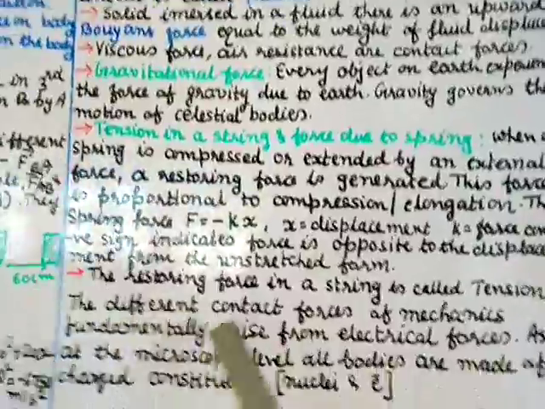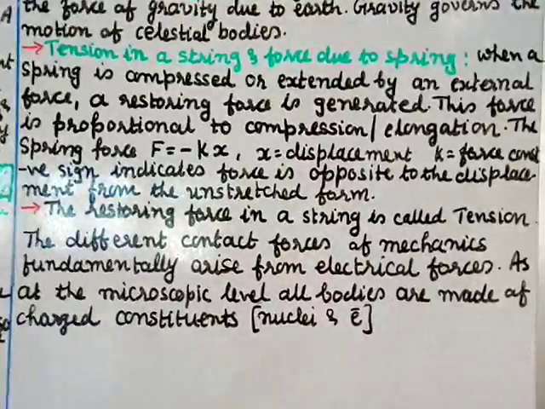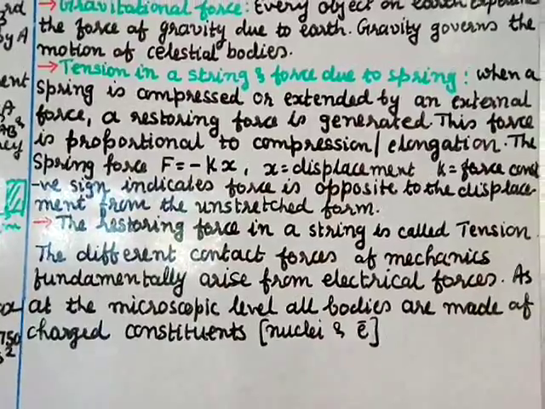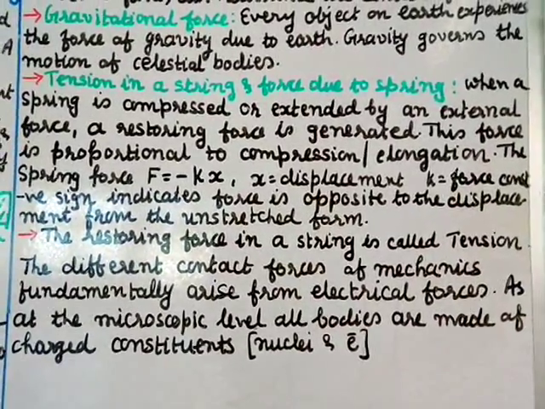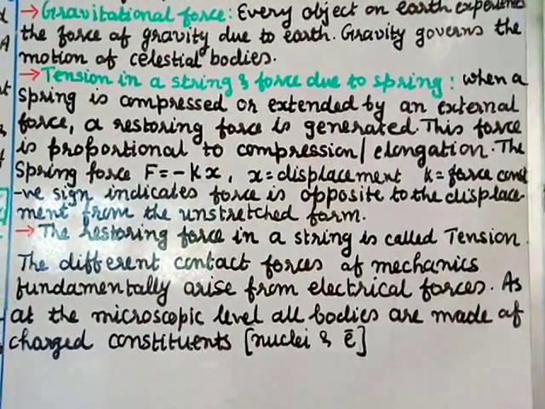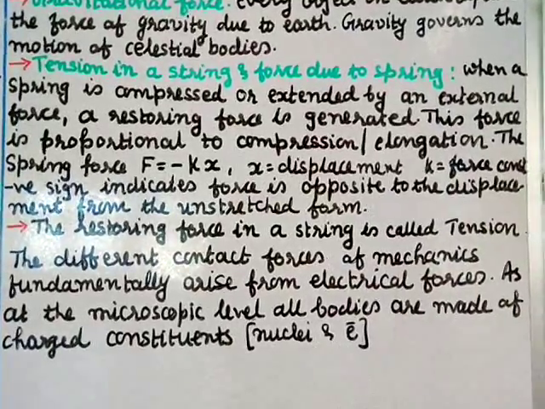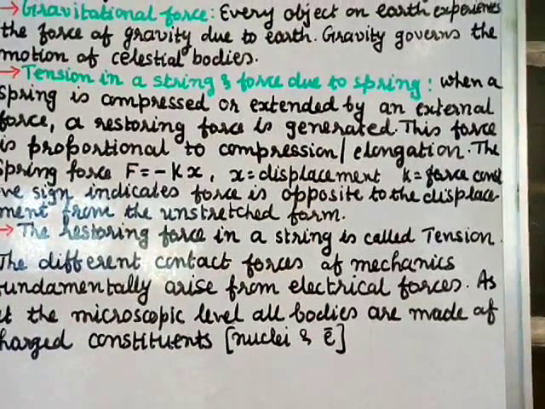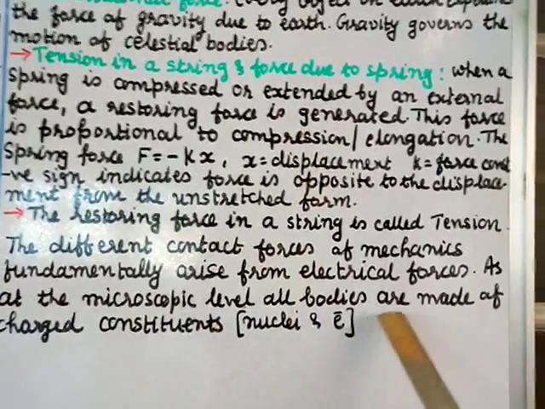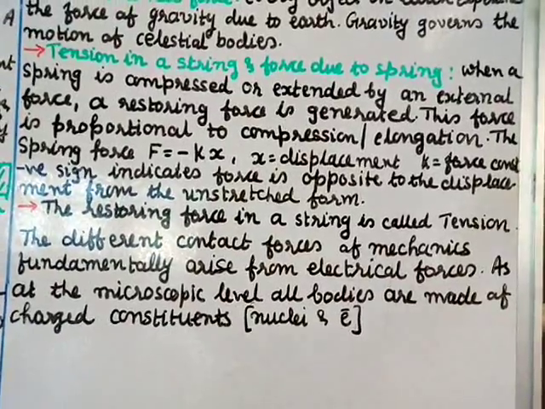Okay, so the different contact forces of mechanics fundamentally arise from electrical forces. Now we have studied in chapter 1 that there are 4 fundamental forces. One is gravitational, another is electric force, and the other 2 are the strong and weak nuclear forces. So gravitational force, you know that very well, right? And now electrical forces: we say that most of the mechanical contact forces arise because of the electrical force. Why? Because at the microscopic level, all bodies are made of charged constituents. You know that each body is made of electron, proton, neutron, right?